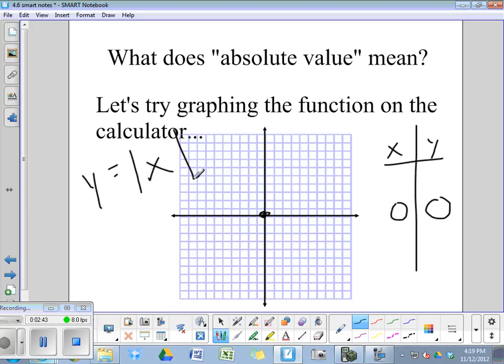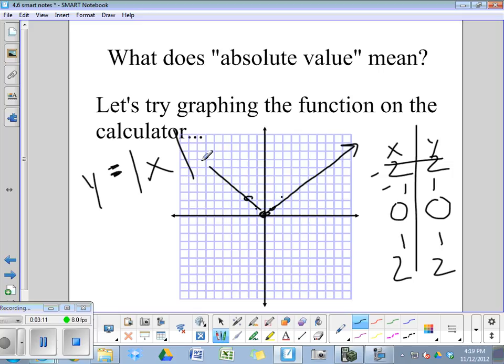What this function does is it basically takes any negative number and makes it positive, and it keeps any positive number positive. So the absolute value of 1 is 1. The absolute value of 2 is 2. So it would proceed in this fashion up and to the right. If you put negative numbers in, however, it turns them positive. So negative 1, 1, negative 2, 2, and so on.